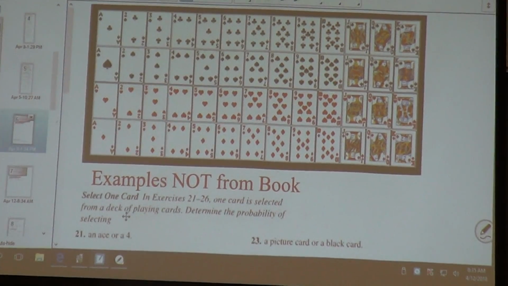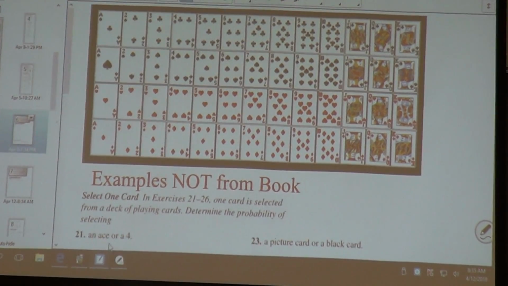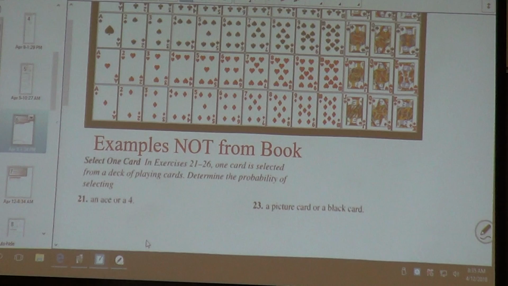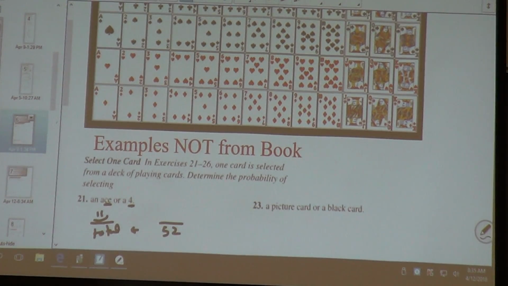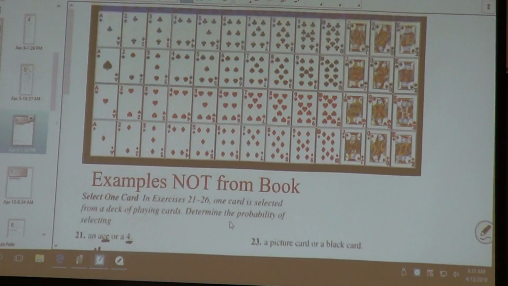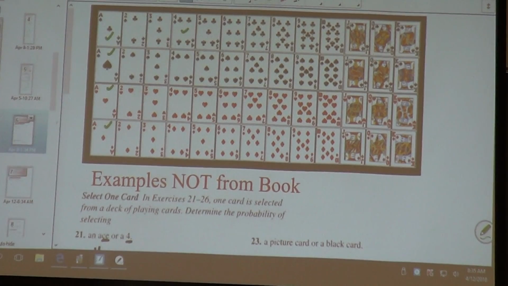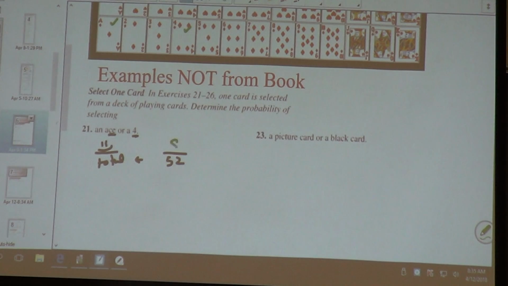Okay, so for this first problem, it says, determine the probability of selecting an ace or a 4. So what's going to make me happy is an ace or a 4. Okay? So we're doing happy over total. So what is my total going to be? 52. So now we've got to figure out how many are going to make me happy, an ace or a 4. So 1, 2, 3, 4, 5, 6, 7, 8. So for the first one, it's going to be 8 over 52.